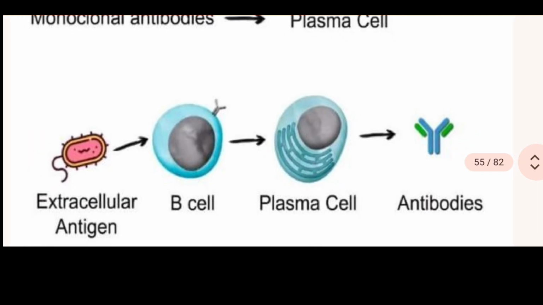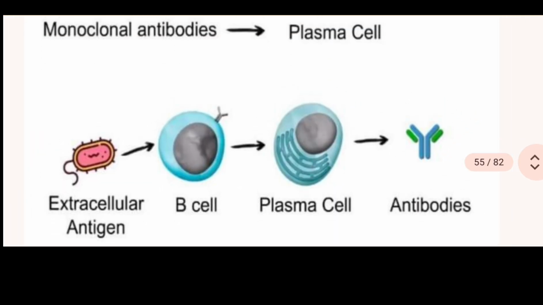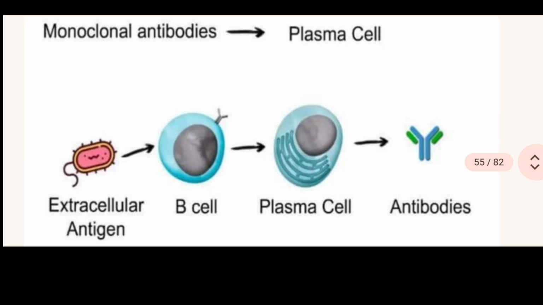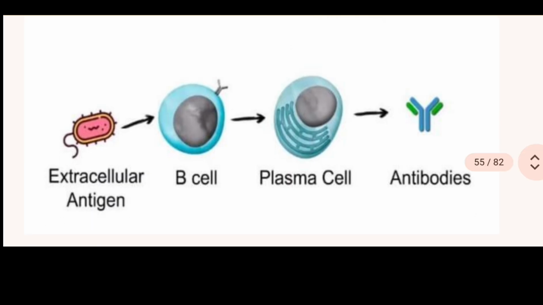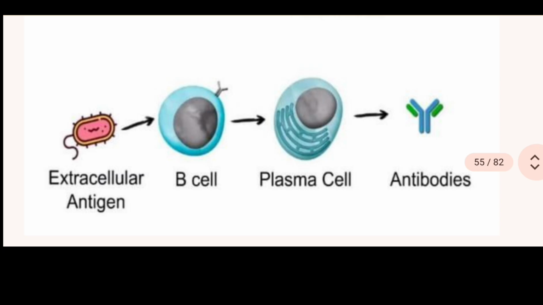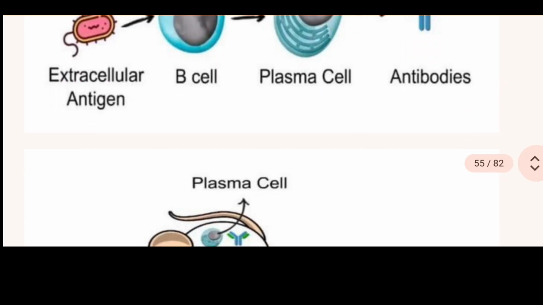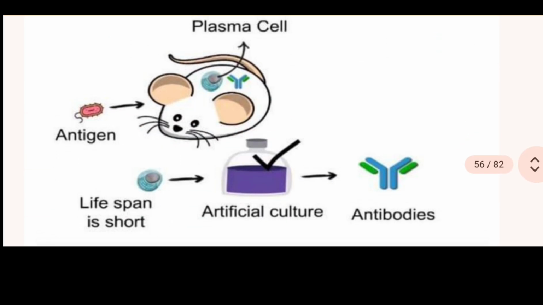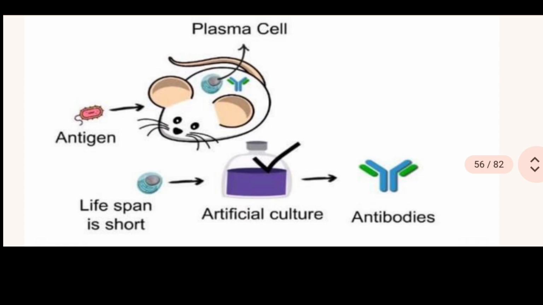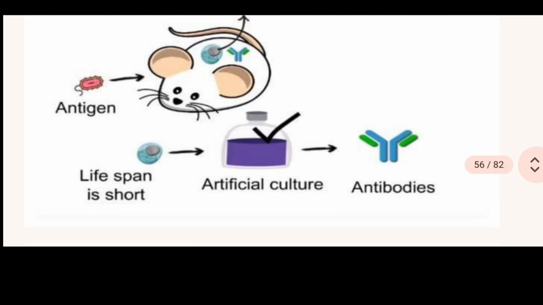So, here we can see monoclonal antibodies produced in a plasma cell. An extracellular antigen comes and a B cell is there, and the B cell produces plasma cells, and these plasma cells basically produce antibodies. So suppose there is an antigen and a plasma cell inside the mouse. Its lifespan is short, so then through artificial culture, it will produce antibodies.